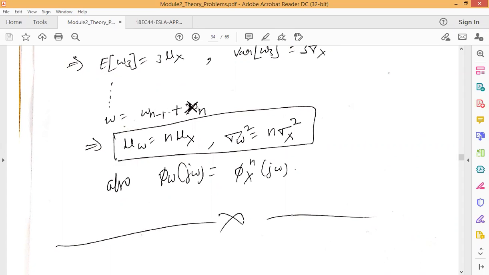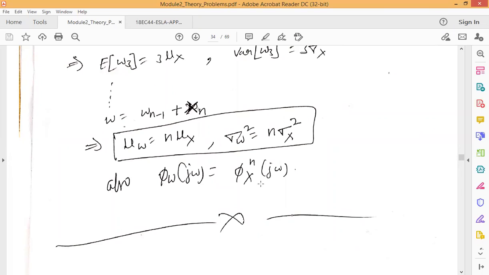If you consider the random variable x, it is going to be convolved with the same random variable x itself. You need to remember that. This is one of the special features of the sum of IID random variables. The last equation shows the result of the n minus 1th convolution. When we consider the characteristic function for such a case, we can write the characteristic function phi w of j omega as phi x to the power n of j omega. So the equation remains the same.